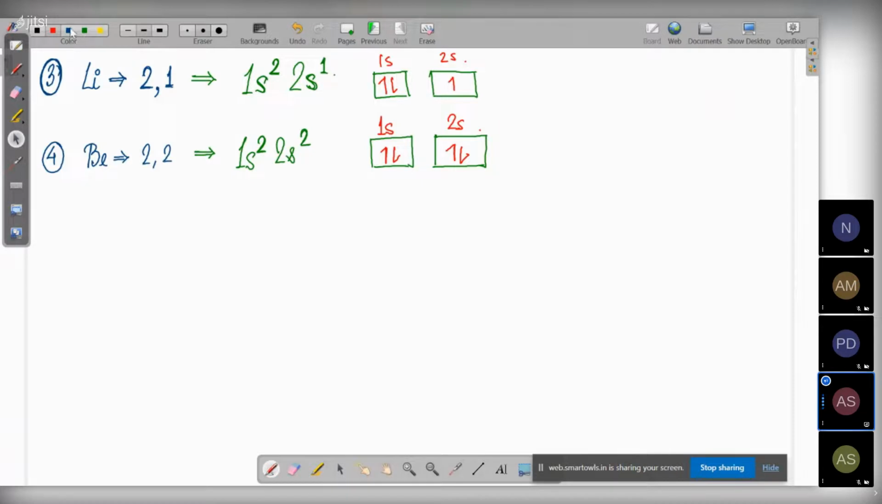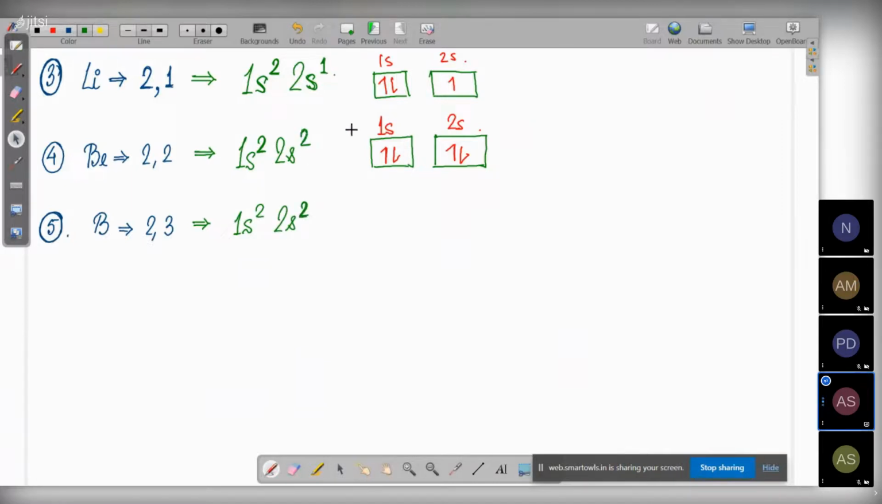Now what about boron? Boron has an atomic number of 5. Boron, you wrote it before as 2, 3. But now we are going to write it as 1s2, 2s2.